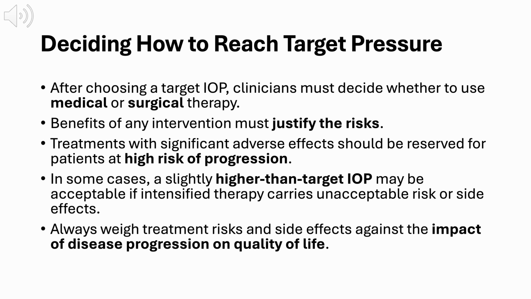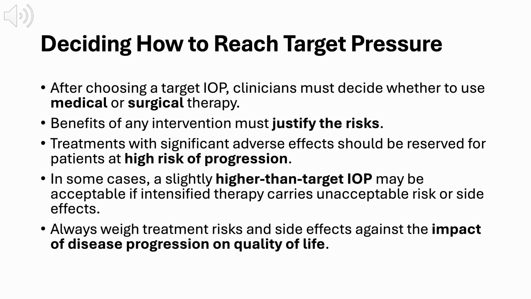Once the target intraocular pressure is defined, the next question becomes how to reach it. Clinicians must weigh whether to pursue medical, laser, or surgical therapy, and that decision always comes down to balancing benefit against risk. Every intervention must justify its potential side effects. Medications or procedures with significant adverse effects should be reserved for patients whose risk of progression truly warrants them. Conversely, if more aggressive therapy introduces substantial risk or discomfort, maintaining a slightly higher than target pressure may be reasonable, especially in lower risk or older patients.